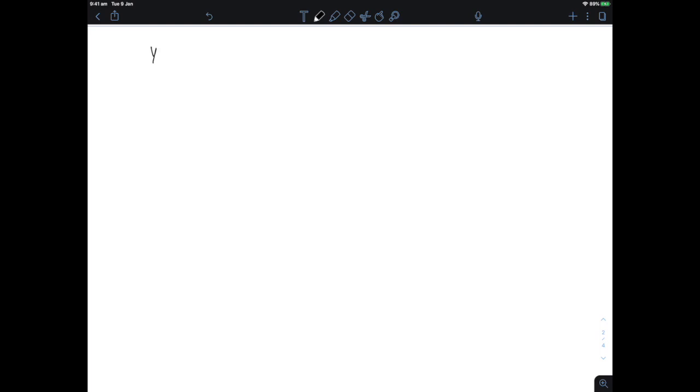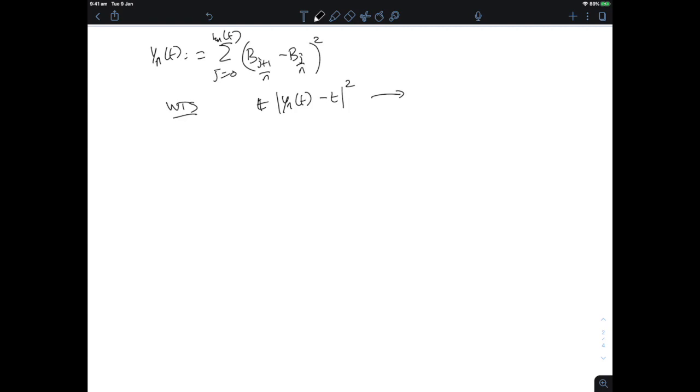So the harder term, let's call it Y_n, and it is defined as the sum from j equals 0 to k_n(t) of (B_{(j+1)/n} minus B_{j/n}), and then you square that. And what do we need to show? We need to show that in L2 norm, Y_n(t) goes to t. So we need to show that Y_n(t) minus t goes to 0 as n goes to infinity. And this will conclude the proof. So this term Y_n(t) is what we call the quadratic variation of the process.